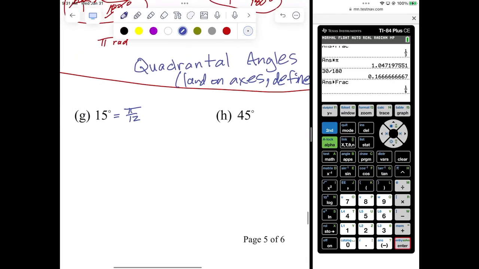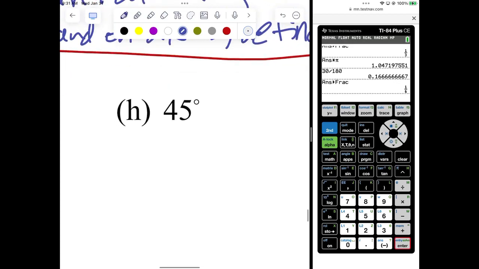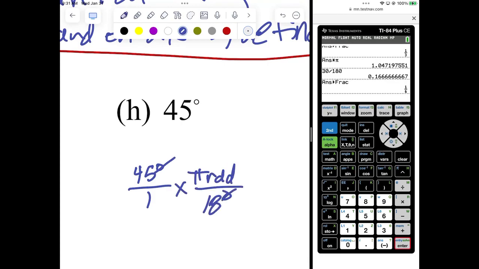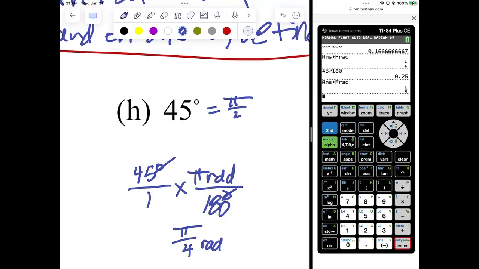It's pi fourths. You can either say it's 3 pi 12ths, 15 plus 15 plus 15, or you can actually convert it. 45 degrees over 1 times pi rads over 180 degrees. The degrees divide out, and you get 45 divided by 180, and then you hit math, enter, enter, and you get a fourth of pi, which is pi fourths. So what's 45 degrees in radians? Pi fourths. And what's pi fourths in degrees?